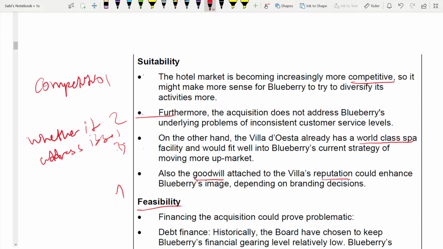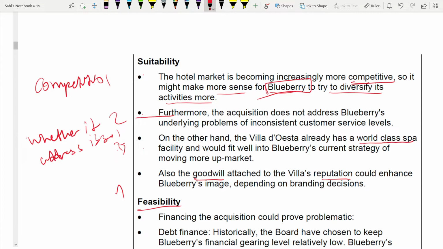So first, let's start with the first one. The hotel market is becoming increasingly more competitive. We know that. It has been given in the case study. So if it is becoming more competitive, what is the issue? It might make more sense for Blueberry to try to diversify its activities more. This is how you need to say why they need to diversify, because the market is becoming more competitive. Who has to diversify activities more? Blueberry. Don't forget the name of the company. Everywhere you have to write this. Even if you have to repeat it multiple times, do it.